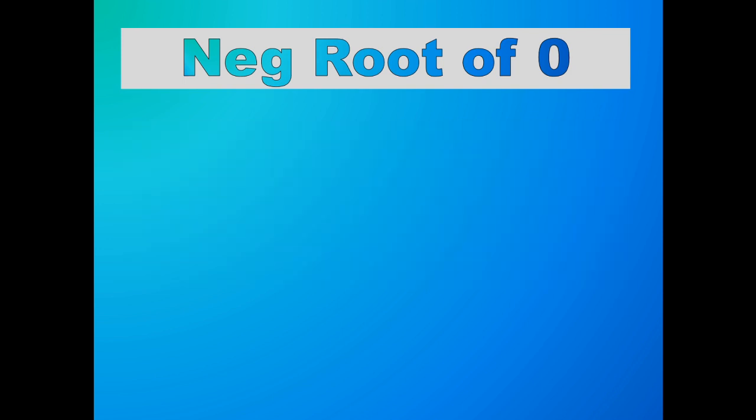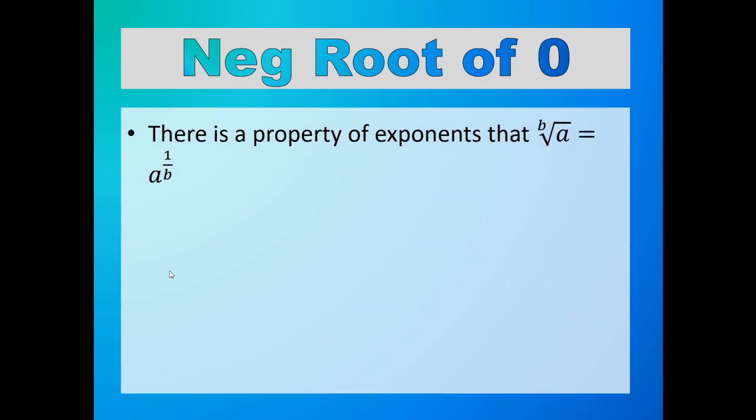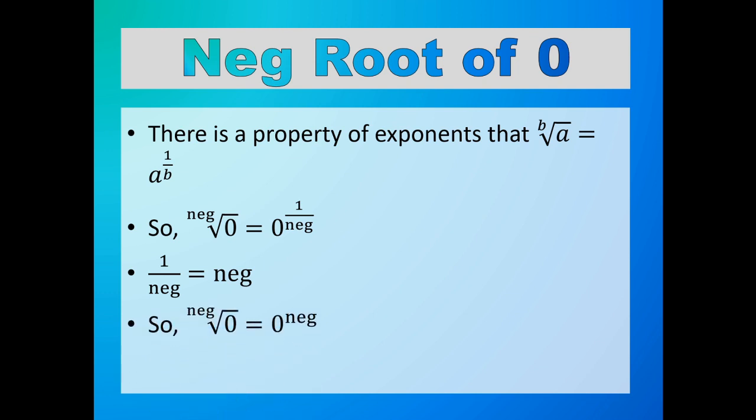Let's now look at this in a different way. There's a property of exponents that the b root of a is equal to a to the 1 divided by b. So the negative root of 0 is equal to 0 to the 1 divided by negative. 1 divided by negative, that is positive divided by negative, and as I explained in the previous set of videos called multiplying and dividing positive and negative numbers, that would be a negative number. So the negative root of 0 is equal to 0 to a negative number. 0 to a negative number is undefined, so the negative root of 0 is undefined.